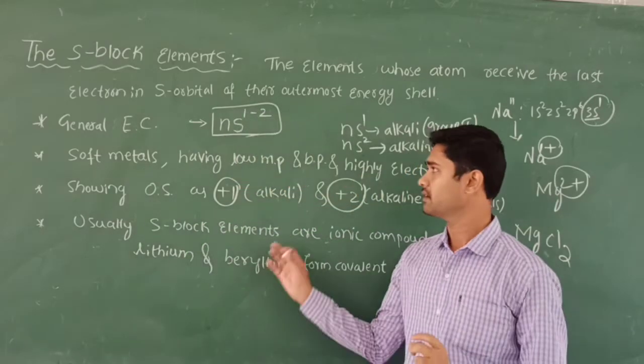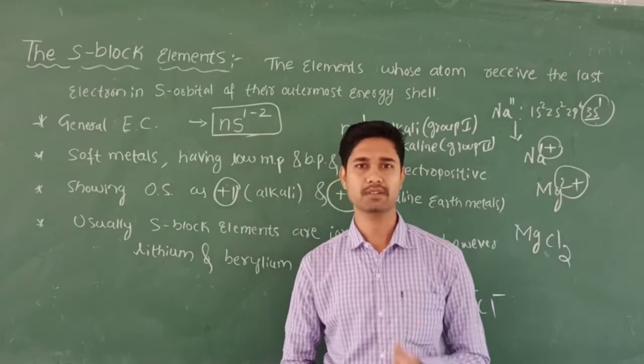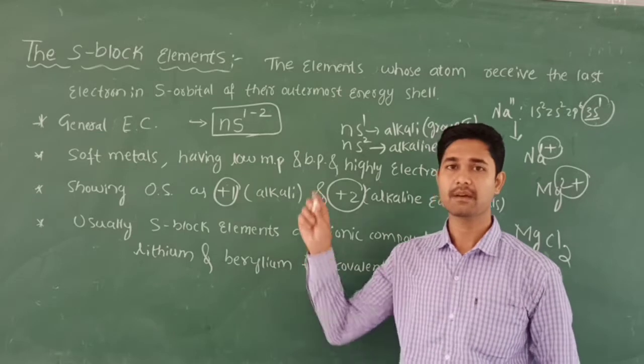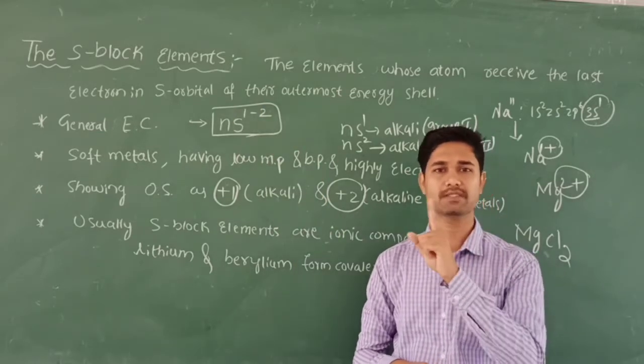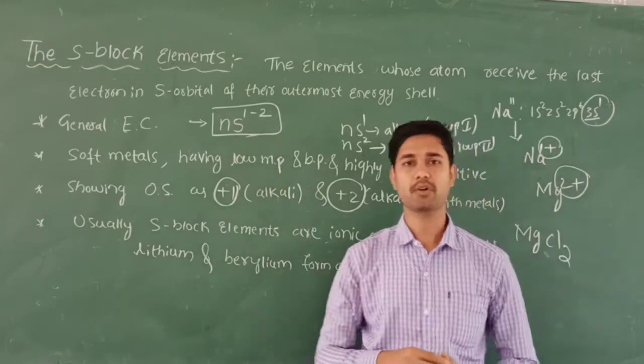So like this, these metals come here, but one exception is hydrogen. Hydrogen is not a metal, it is a gas. But even though hydrogen is a gas, its outermost electron will be ns1, that is 1s1, right? That's why hydrogen gas also belongs to these s block elements.